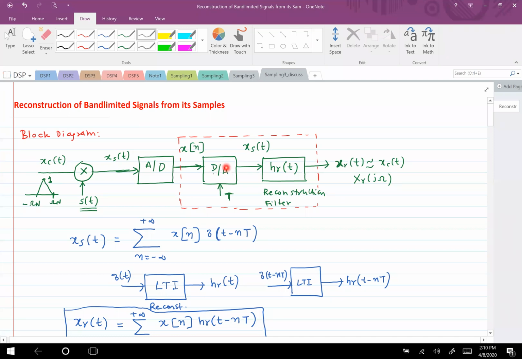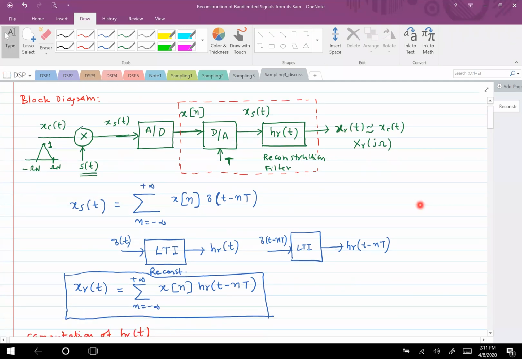We write this as equivalent to multiplication with an impulse train again, so assume that with that conversion you get xs of t. Then this is what we need to figure out: you have the impulse response of that system, which we call the reconstruction filter. Convolving with that would give you xr of t. That's what we mentioned.